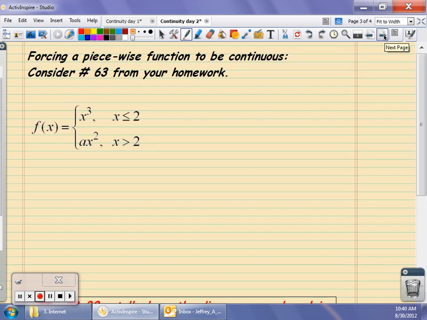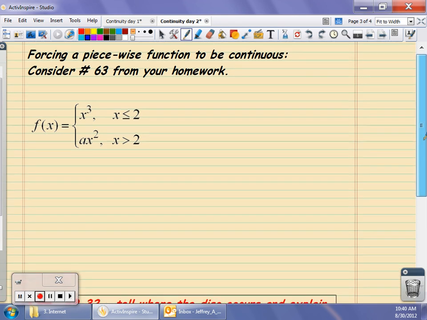Now the next thing I want to take a look at, and this was from problem number 63 in your homework, is this concept of forcing a piecewise function to be a continuous function. What you see here is a piecewise function, except one part is missing. We don't have the coefficient of x squared in the second piece of the piecewise function. My job, according to the directions, is to find a such that f of x is continuous.